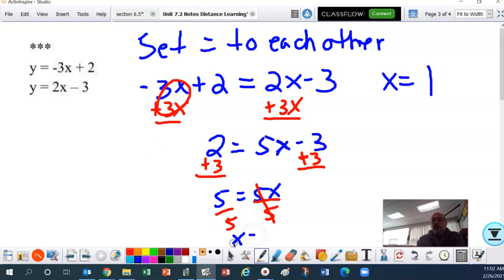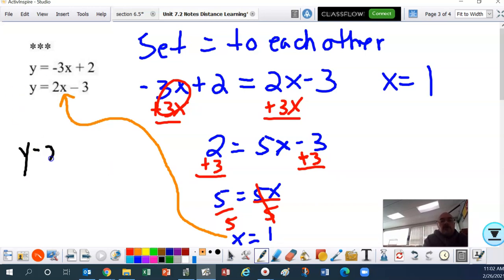Okay, I should write that down here. X equals 1. Now, here, it doesn't matter which equation we pick, folks. Okay, I now need to find my y value. So I'm going to go ahead and plug that 1. I'll plug it into this one. All right, so I'm going to take y equals 2. And I'm going to replace the x with a 1.